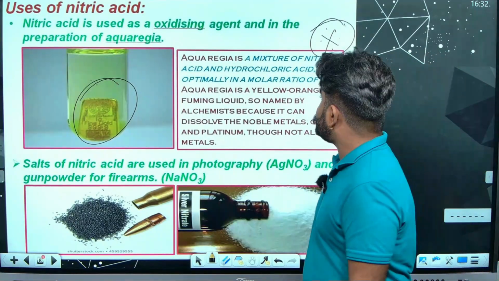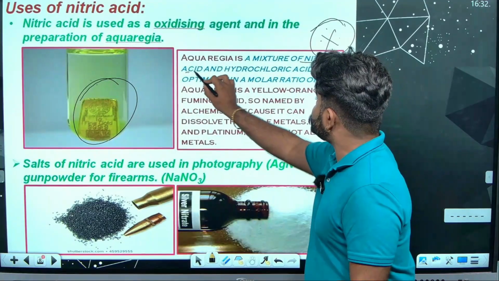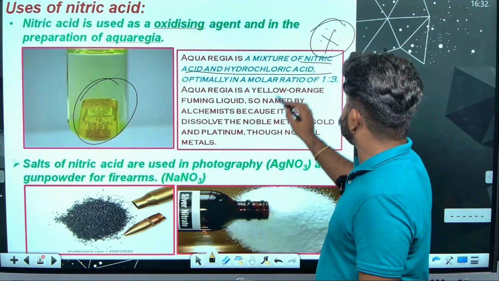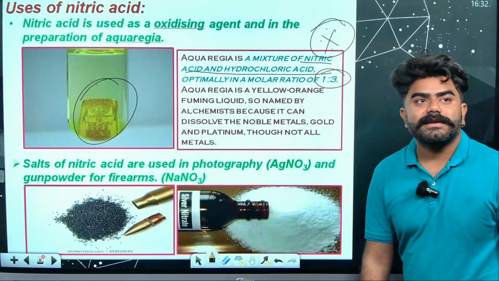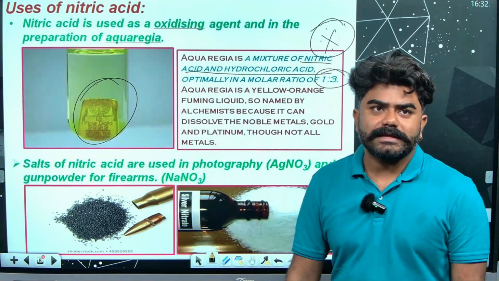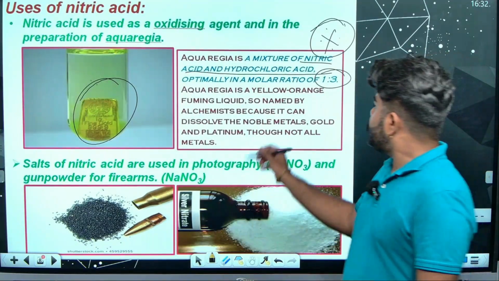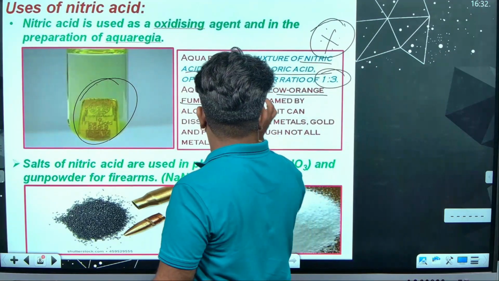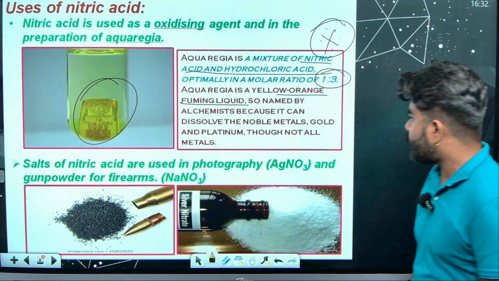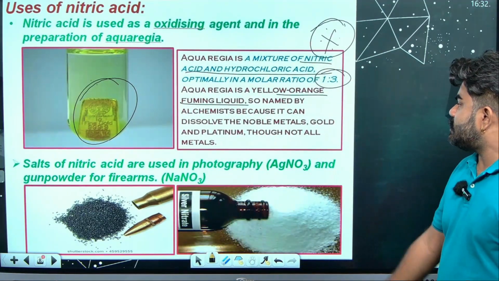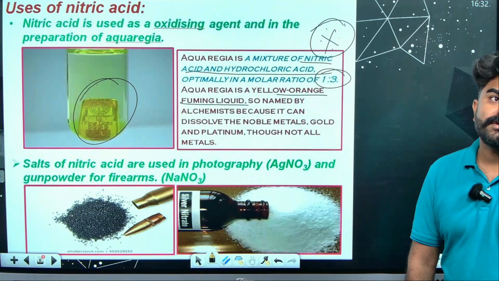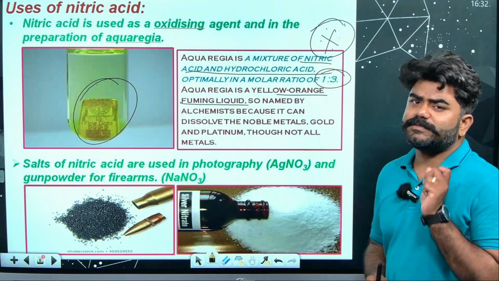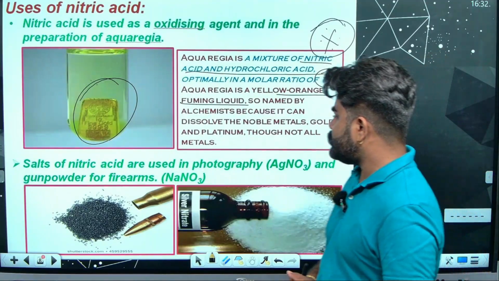What is aqua regia? It is a mixture of nitric acid along with hydrochloric acid in the 1:3 ratio. That is aqua regia, which is a yellow orange fuming liquid. It can dissolve gold and platinum, but it cannot dissolve all the metals. Specifically, we use it to dissolve gold and platinum.